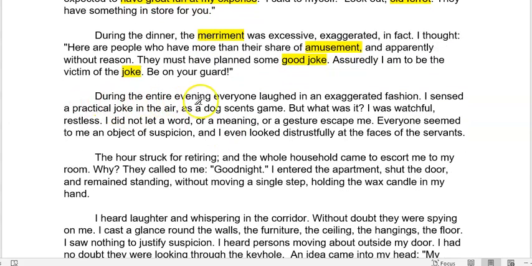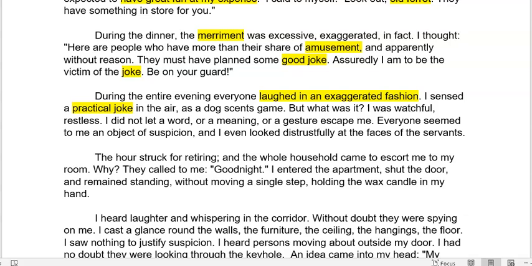Okay, so during the entire evening, everyone laughed in an exaggerated fashion. I sense here, again, we have practical joke in the air as a dog senses game. "But what was it? I was watchful, restless. I did not let a word or a meaning or a gesture escape me. Everyone seemed to me an object of suspicion, and I even looked distrustfully at the faces of the servants."